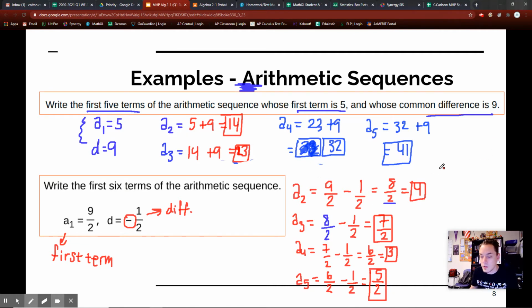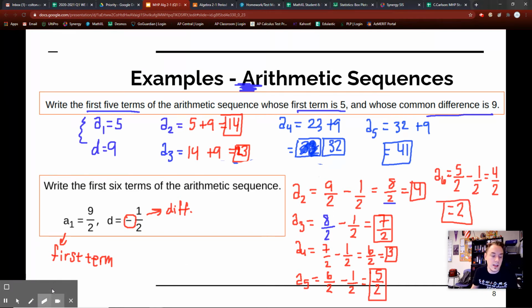I think they said 6 terms, so let's do this one really quick. Let's do a sub 6. Let's take my previous term, 5 over 2, and then do minus 1/2. This is going to be equal to 4 over 2, which equals 2. Okay, so what's my sequence all together? My sequence, in purple, because it's everyone's favorite color. My a sub 1 is 9 over 2. And then, what's my a sub 2? It is 4. And then I have 7 over 2. And then I have 3. I have 5 over 2. And then I have 2.